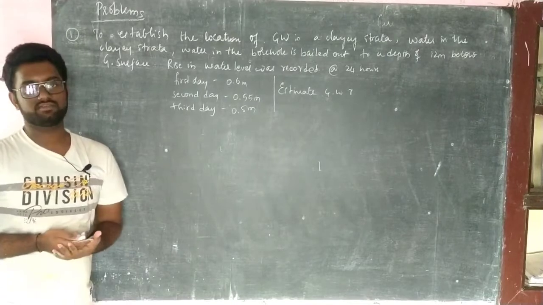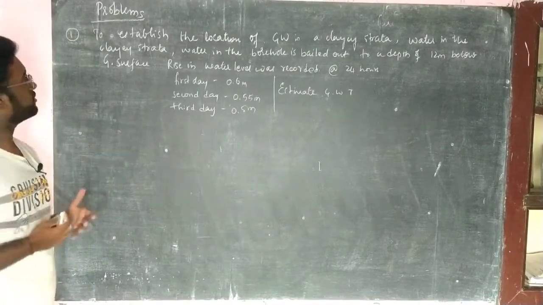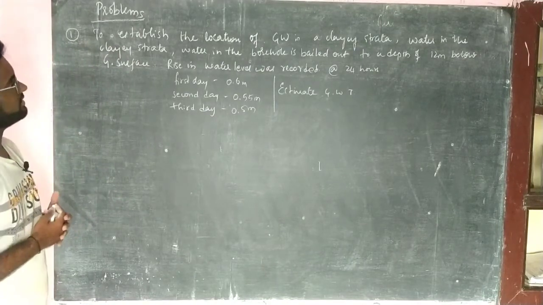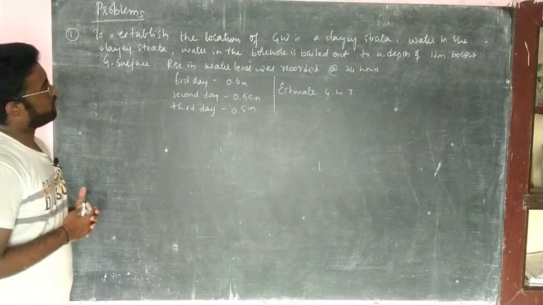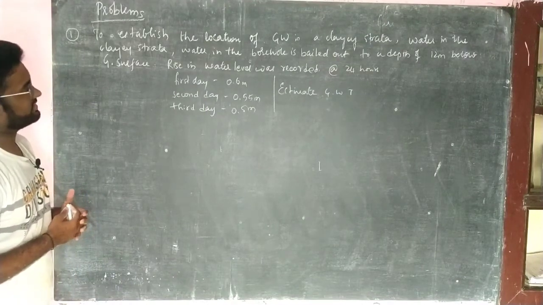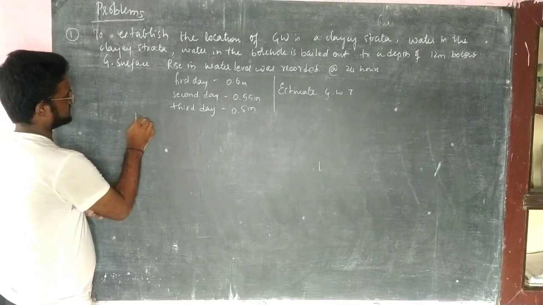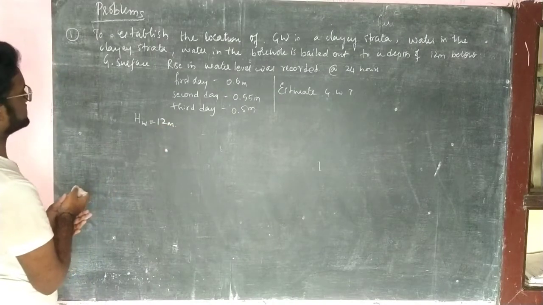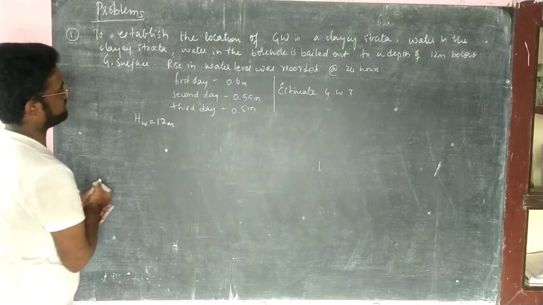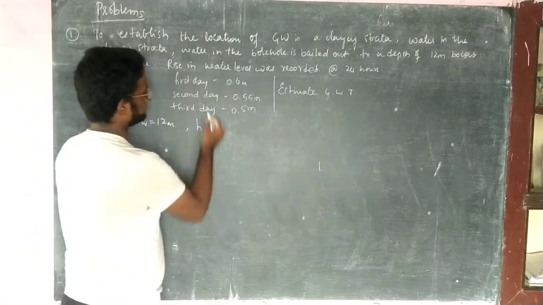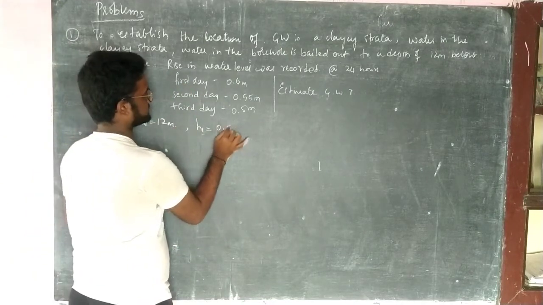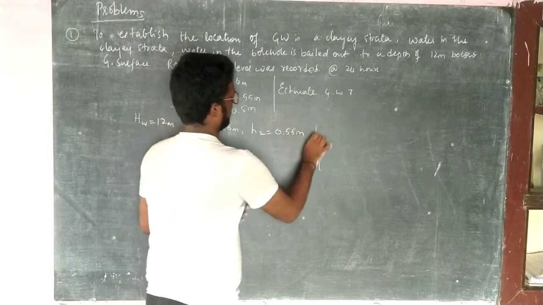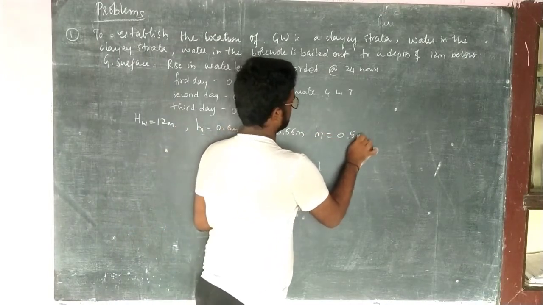In order to understand Horsley's method, we will solve this problem. It is a very easy problem. It reads this way. To establish the location of groundwater in a clay strata, the water in the borehole is bailed out to a depth of 12 meter. So the depth HW is 12 meter below the ground surface. The rise in the water level was recorded after 24 hours. At the first day, h1 is equal to 0.6 meter, h2 is equal to 0.55 meter, h3 is equal to 0.5 meter.